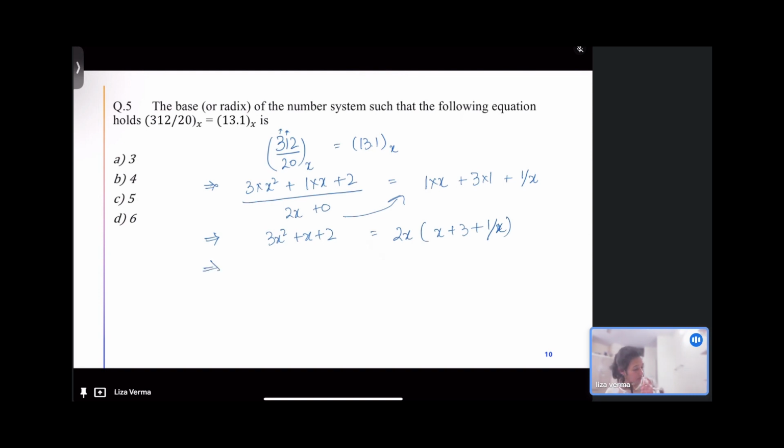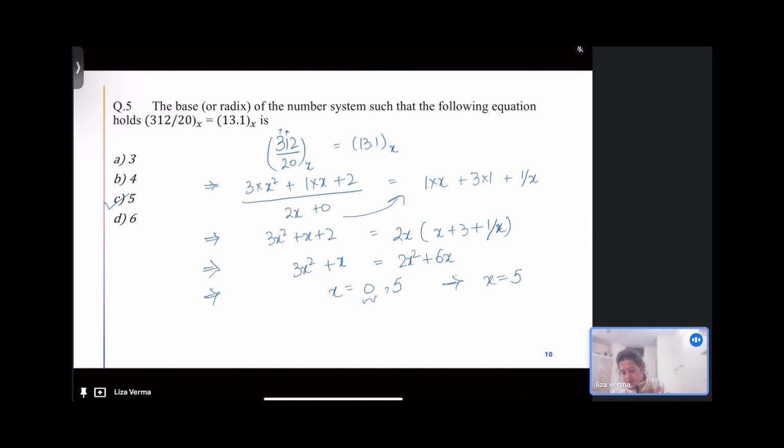Solving this, we will get 3x square plus x equal to 2x squared plus 6x, right? And this is a quadratic equation. We'll get x equals 0 and 5, and since 0 cannot be a radix, our answer is 5. The correct answer is C. Easy.